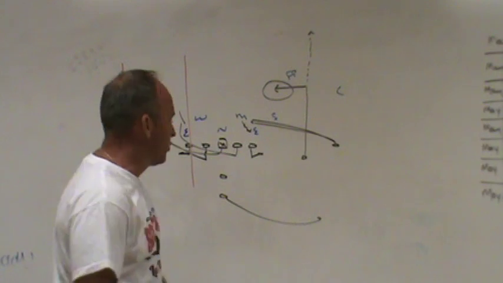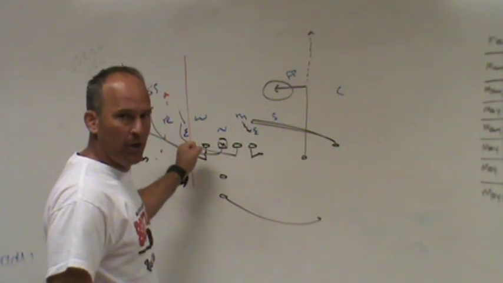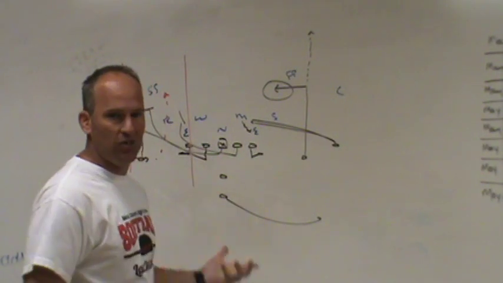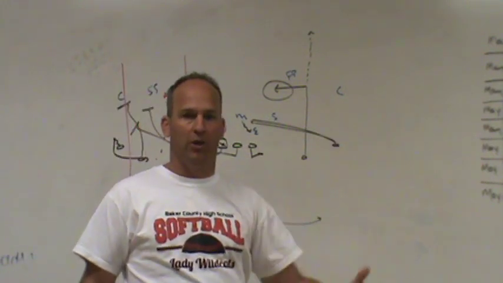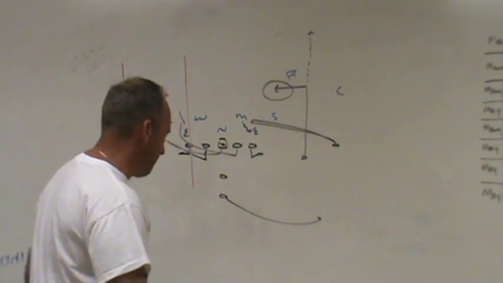I work it as a tunnel just because of the path of the receiver, but it's also a slow screen for me because I block it the same with my line. So once I have a slow screen put in, I can also put a tunnel screen in because I block them the same way. Okay?